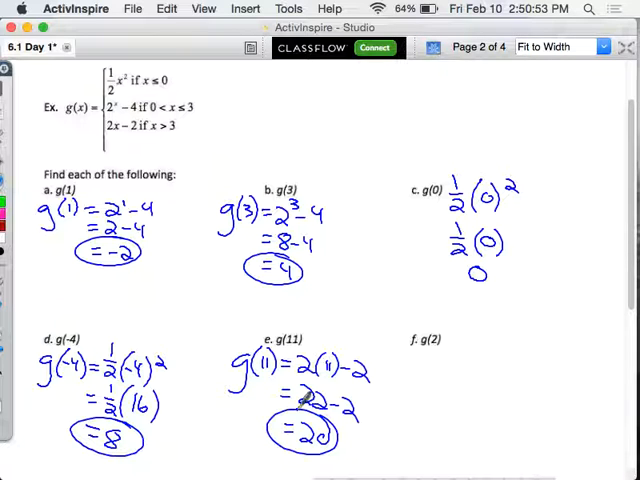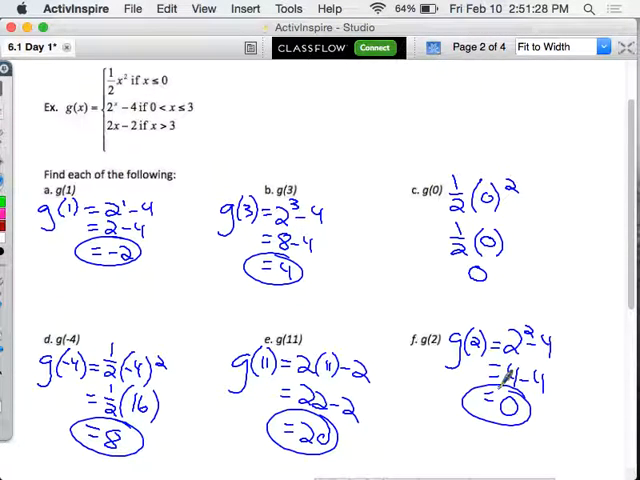All right, and the last one, g sub 2. Is 2 less than or equal to 0? No. Is 2 greater than 0 and less than or equal to 3? Yes, 2 is between 0 and 3, so for 2, we'll be using this middle one. Is 2 greater than 3? No. So g sub 2 means 2 to the power of 2 minus 4, which is 4 minus 4, which is 0.